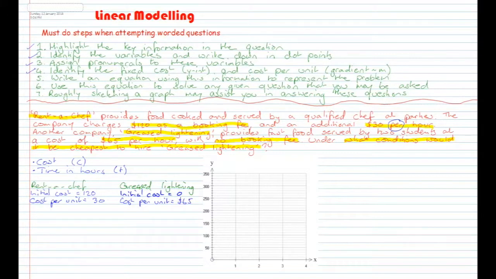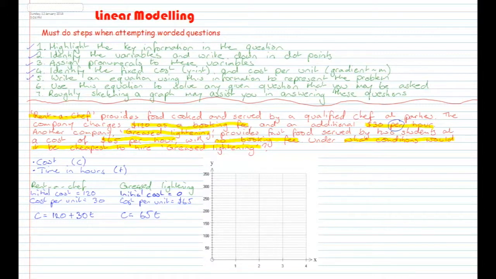Now that we've done step 4, what we need to do is write an equation using the information to represent the problem. So let's come up with 2 equations for these 2 companies. For Rent-A-Chef, the cost C is equal to $120 before you even start, plus 30 times the number of hours, T. And for Lightening, the cost is equal to 0, well, you don't need to write that, plus 65 times the number of hours, T. Great, we've done that now.